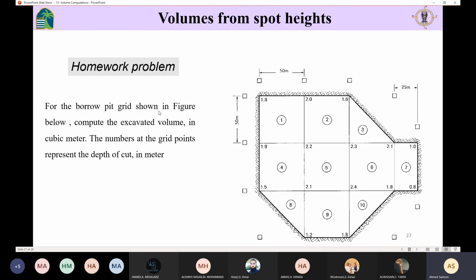So it's also very important to solve this. It's a very important problem. Solve it like a homework problem. I'm going to send you the solution later on.